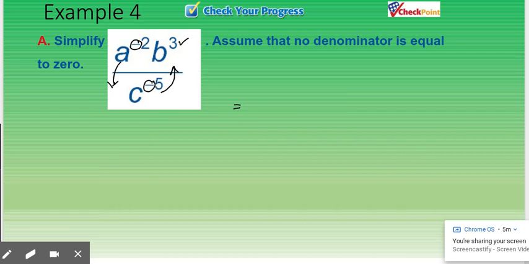Okay, so my answer: b to the third stays where it's at. c to the fifth moved up. And a squared moved down. And that's it. Okay, so that's the basics of how you manipulate it in order to remove all the negative exponents. Anytime you have a negative exponent, that particular base has to move to the other part of the fraction.